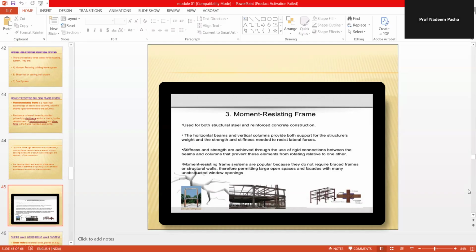The horizontal beams and vertical columns provide both support for the structure's weight and the strength and stiffness needed to resist lateral forces. Stiffness and strength are achieved through the use of rigid connections between the beams and columns that prevent these elements from rotating relative to one another. Moment resisting frame systems are popular because they do not require braced frames or structural walls, therefore permitting large open spaces and facades with many unobstructed window openings.